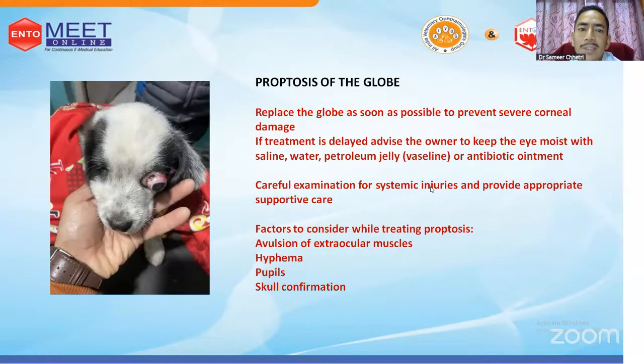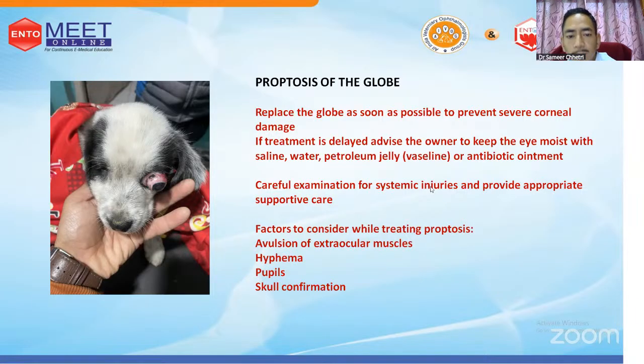Now, the first one is the proptosis of the globe. Whenever there is damage to the globe, the replacement of the globe should be done as soon as possible without any delay. If, however, treatment is delayed, then the owner should be advised to keep the eye moist with saline, petroleum jelly, or antibiotic ointment.